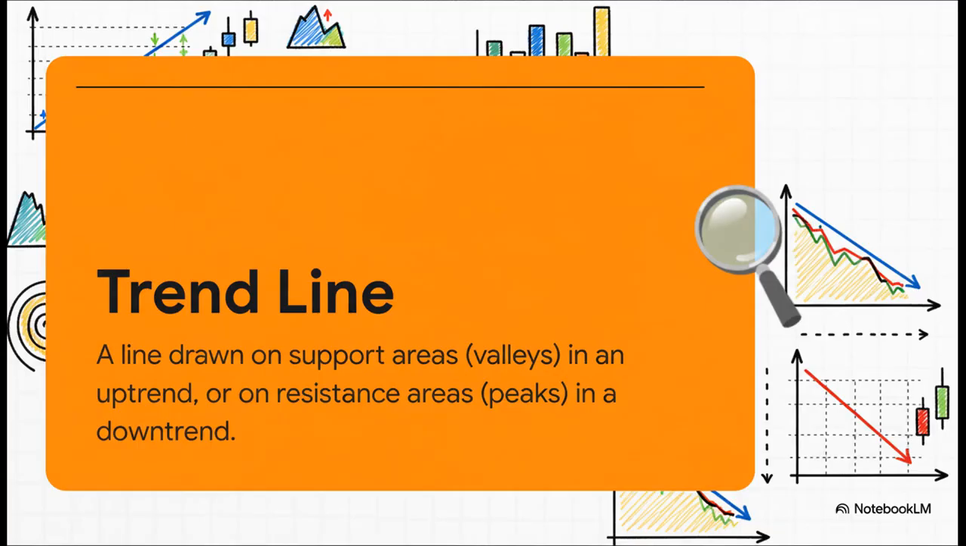And our main tool for finding that direction is the good old trend line. It's probably the most fundamental, most common form of technical analysis out there. It's simple, really. In an uptrend, you connect the bottoms, the valleys, and in a downtrend, you connect the tops, the peaks. Simple as that, but you have to get it right.